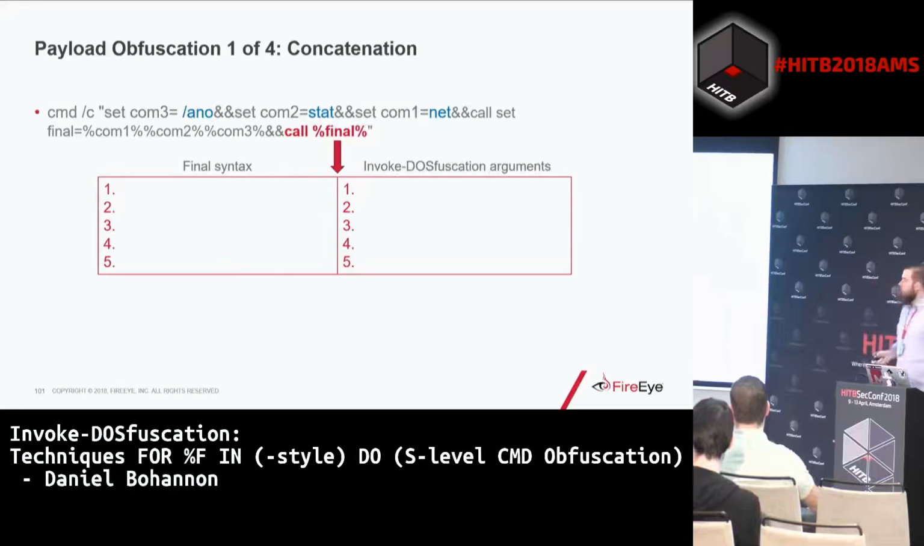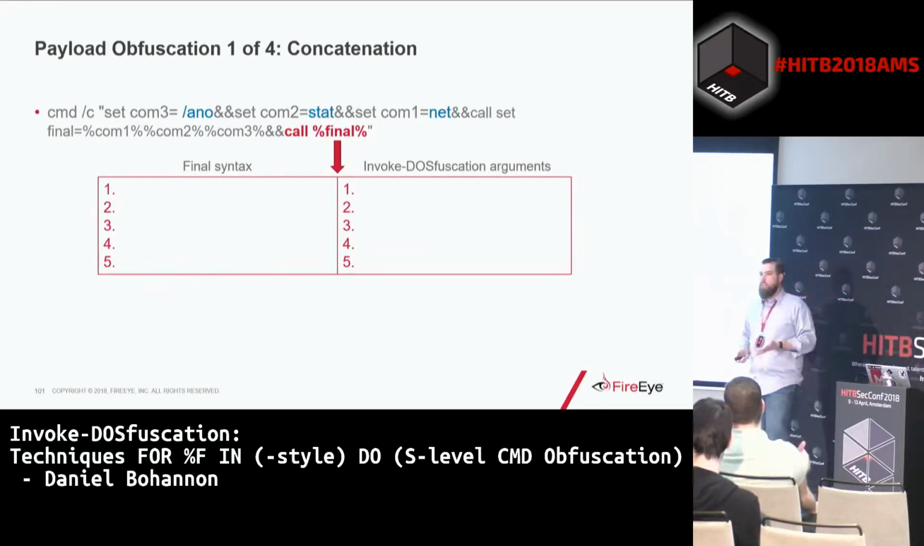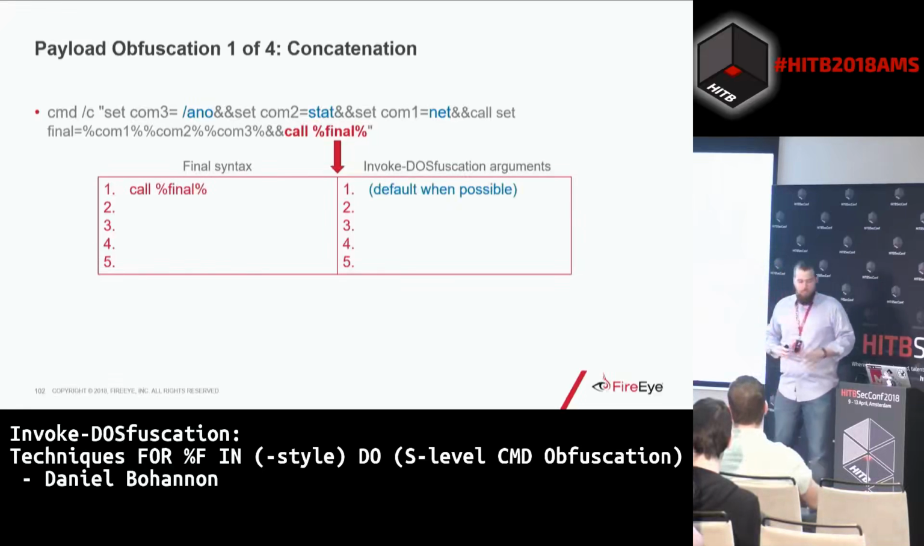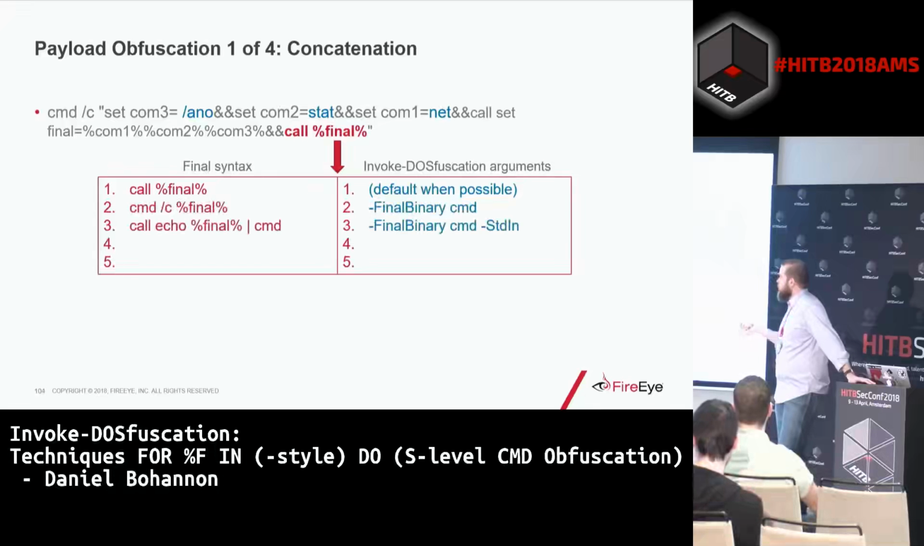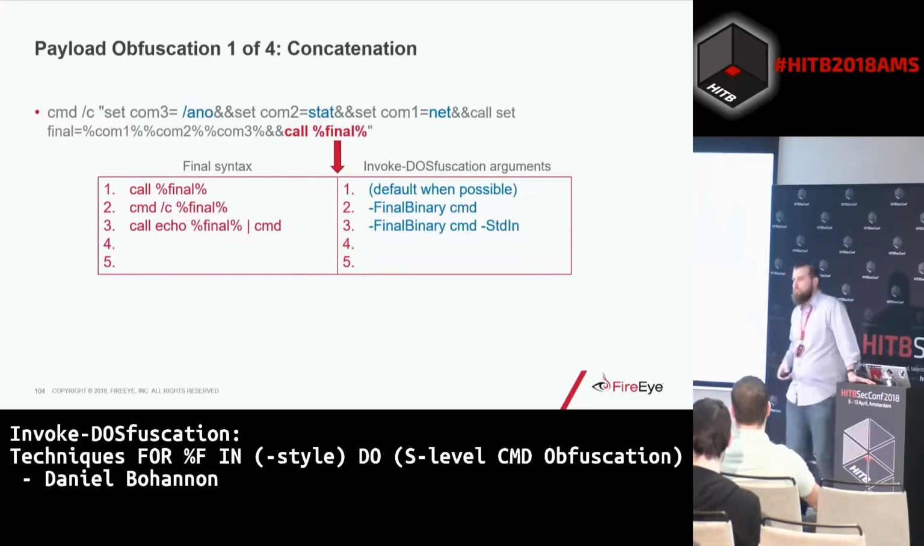So when we actually want to launch this final command, there are 5 options in Invoke-Obfuscation to handle this. One is the default, which if possible, and the only times this isn't possible is if you have certain pipes or different characters that need special escaping. It gets really tricky with call. But basically, if we can do it, then let's just use call so we don't have to spawn a child process. Otherwise, we can spawn a child process and either say cmd /c with the final variable, or we can echo the final variable into a child process.